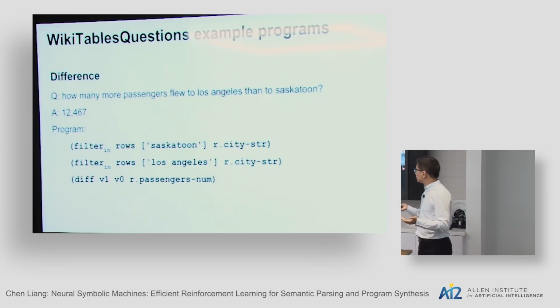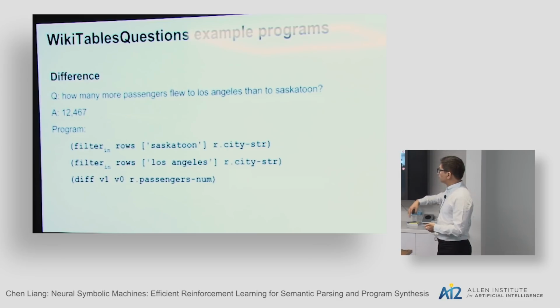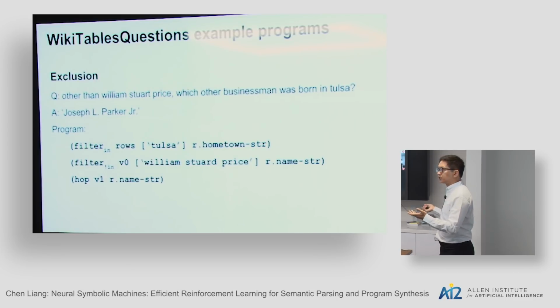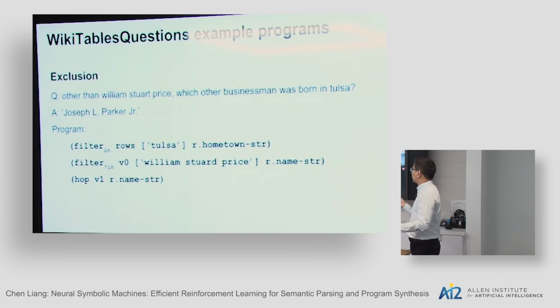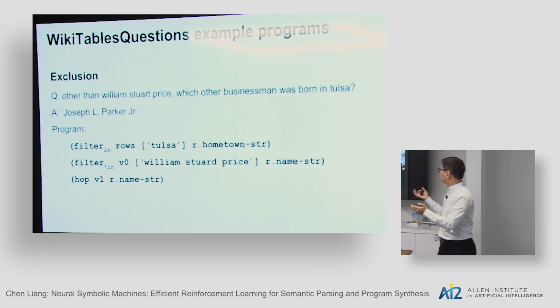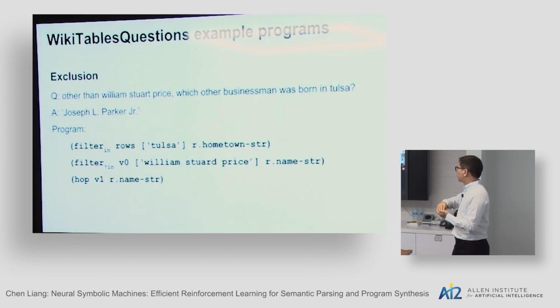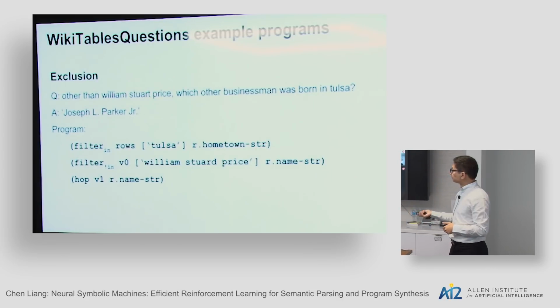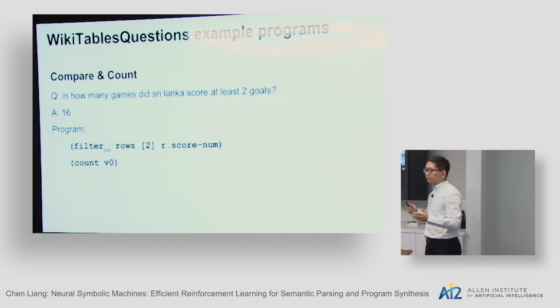There are things about difference, where you need to find the 2 rows and then compute the difference of some property. There are things of exclusion, like which other person was born in Tulsa. So you need to find the things that have Tulsa, and also find the things that don't have the name of, say, Prince. And there are things of comparison and count, like in how many games did Sri Lanka score at least 2 goals, where you need to use greater or equal, and then count the number of rows.